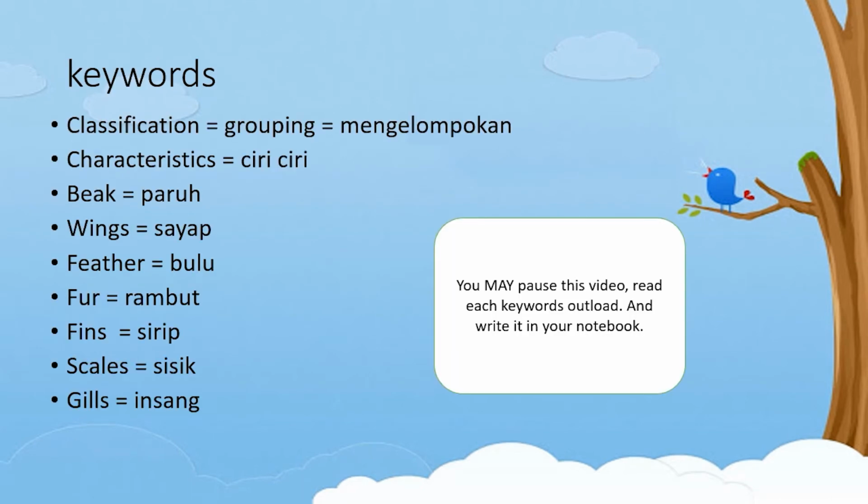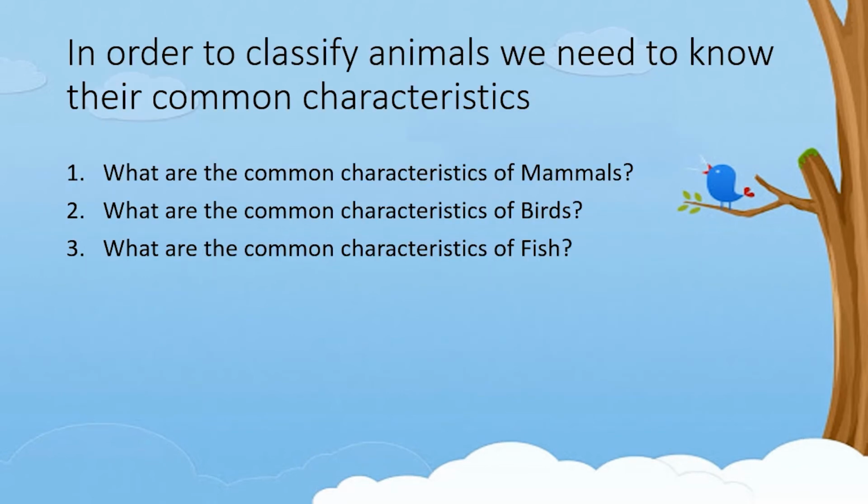These are the keywords of today's lesson. Classification, characteristic, beak, wings, feather, fur, fins, scales, gill. If we want to be able to classify animals, we have to know what their common characteristics are. Kalau kita mau bisa mengelompokkan hewan, kita harus tahu apa sih ciri-ciri yang mereka miliki.